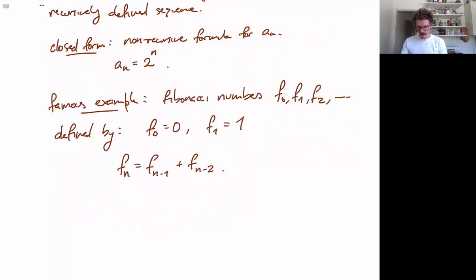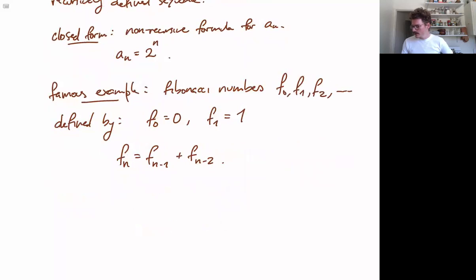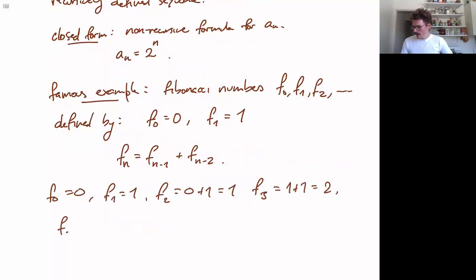So let's compute some terms in this sequence. So F0 is 0, F1 is 1, then F2 is 0 plus 1, which is 1. F3 is 1 plus 1, which is 2. F4 is 1 plus 2, which is 3. And then F5 is 2 plus 3, which is 5. F6 is 5 plus 3, which is 8, and so on.